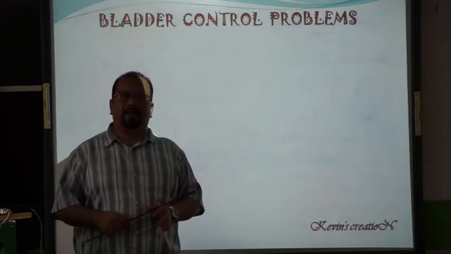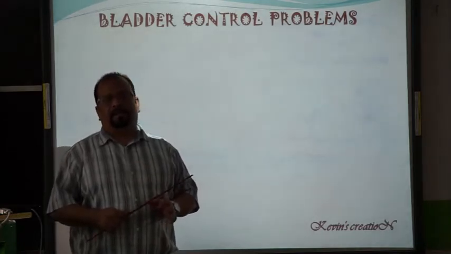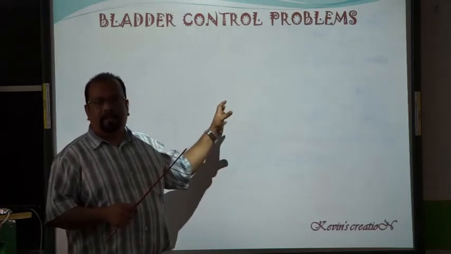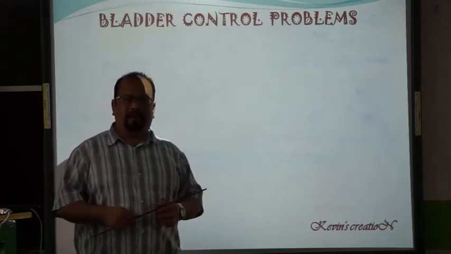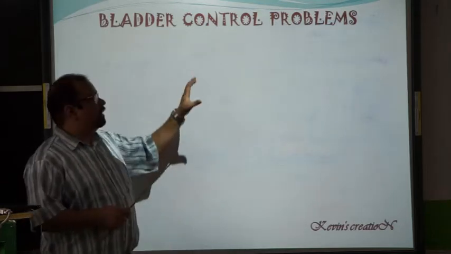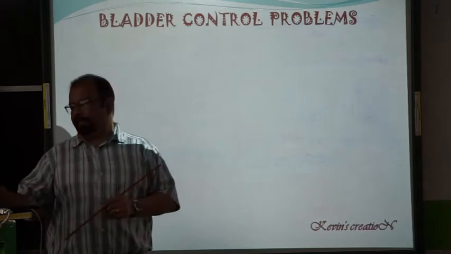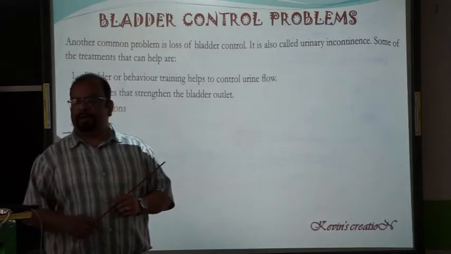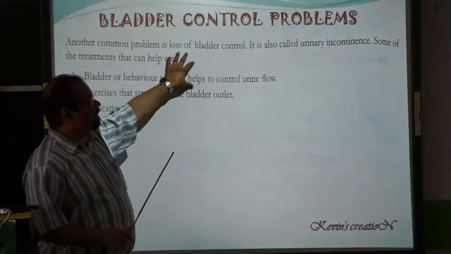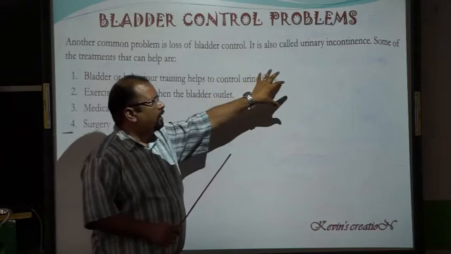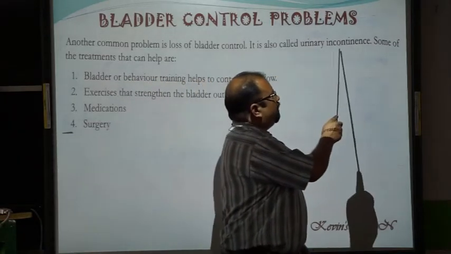Usually a healthy person can control the urinary bladder, and once it is full, only then do you go to urinate. But just the opposite of that, here you don't have control over it. Another common problem is loss of bladder control. That means you don't have control over the urinary bladder. It is also called urinary incontinence.